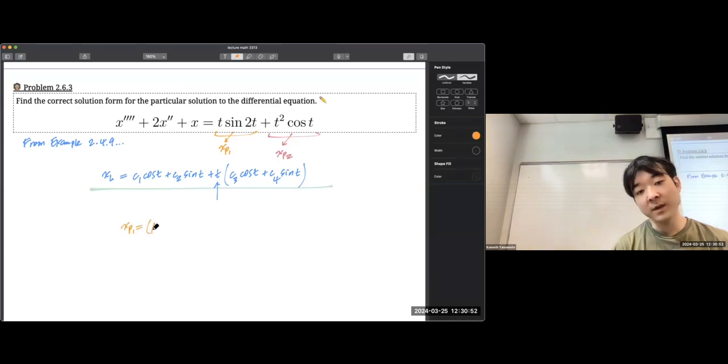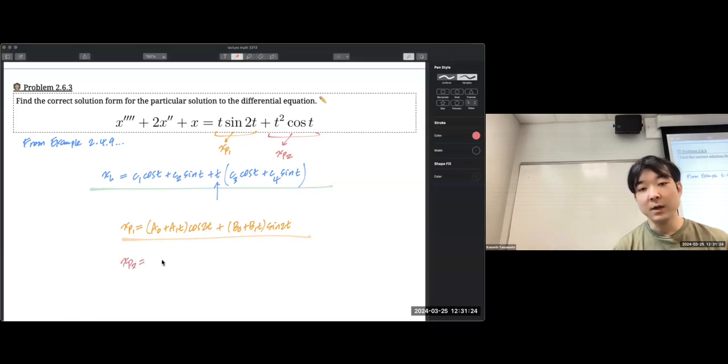So the form would be a general first degree polynomial times cosine of 2t plus b0 plus b1t times sine of 2t. Okay, this has no terms that match with our homogeneous because all the terms in our homogeneous are cosine of t, sine of t's instead of 2t's. So this one's done. The red one, the second particular solution, is a second degree polynomial.